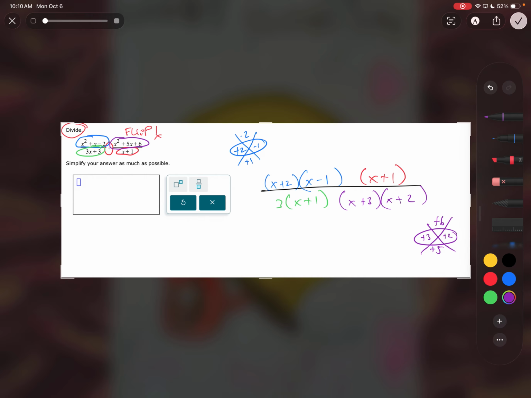If you do it all right, there should be some stuff that cancels out. At least one thing cancels out. So I have an x plus 1 and an x plus 1, x plus 2 and x plus 2. So on the top, I have x minus 1. On the bottom, I have 3 and x plus 3.